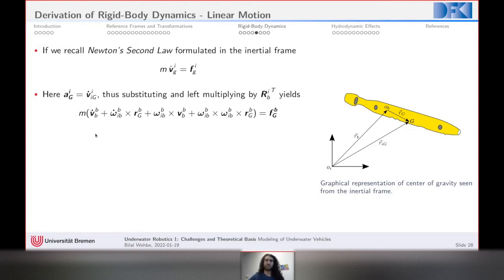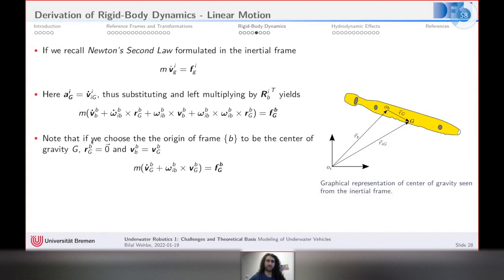at in the end. Now, if we just take these terms and replace the notation that we defined earlier, again, I already talked about it. If we choose the origin of the frame B to be the center of gravity, this means that this vector here is 0, and that V of B within the body frame is the same as V of G in the body frame. So this term here disappears, as well as this term here.